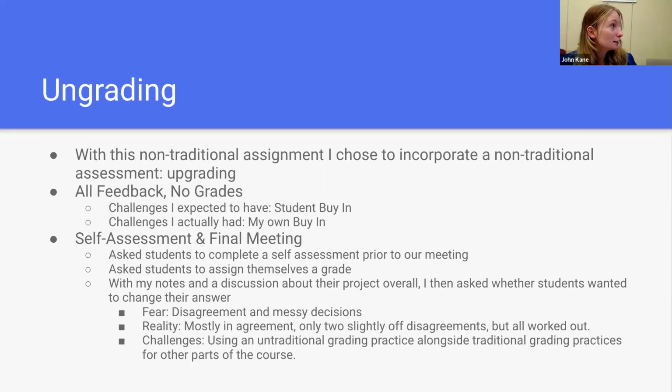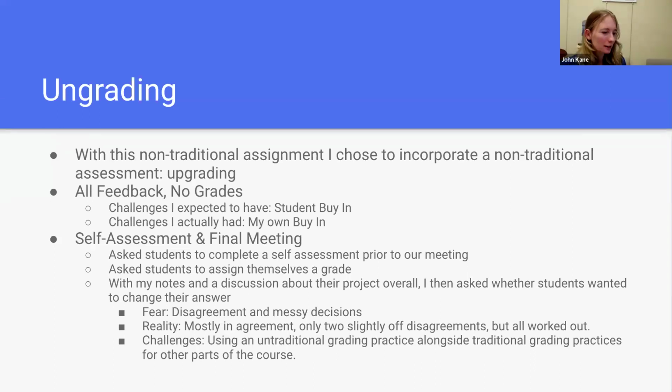I talked a little bit about this in a session yesterday, but because it was a non-traditional assignment, I decided to incorporate a non-traditional grading system. And so I used ungrading, which you'll have to forgive, the autocorrect tended to change ungrading to upgrading. So forgive that on the presentation. I thought I caught all of the areas where it did that, and I guess I did not.